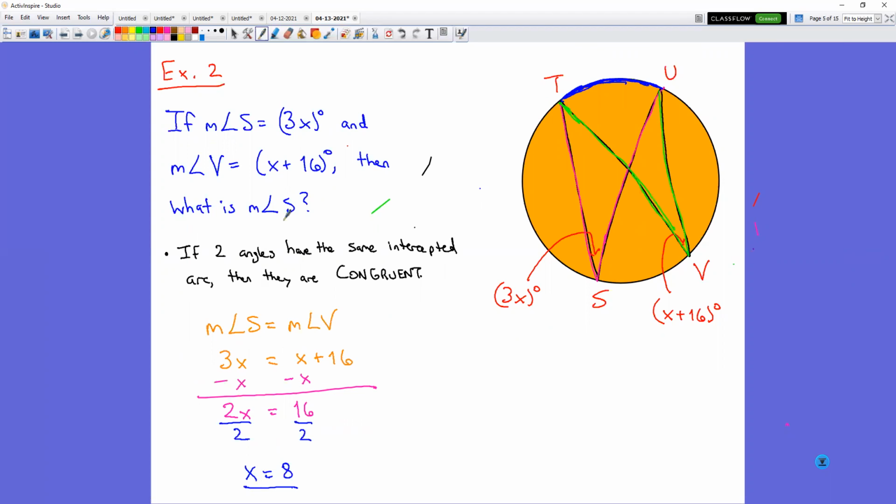But the question, of course, was to find the measurement of angle S. So to find the measurement of angle S, all we have to do is replace the x in angle S with 8. Angle S was 3x, so that means it's going to be 3 times 8. 3 times 8 is 24. So therefore, the measurement of angle S would be 24 degrees. So again, 2 angles that have the same intercepted arc, that face the same arc, are going to be congruent.